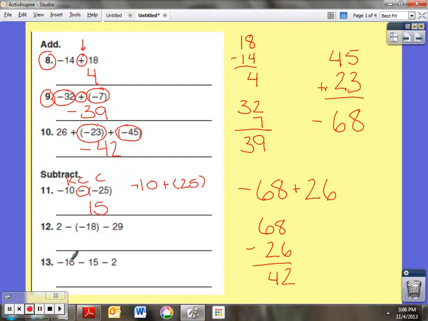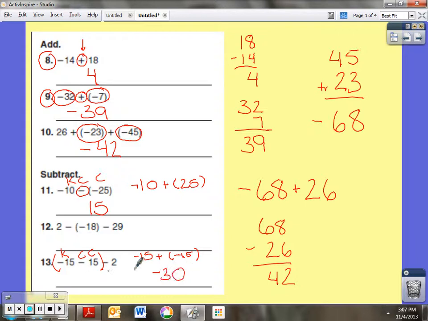Let's look at this one. Okay, we have negative 15 minus 2. I'm going to focus on just these two right here. So let's keep, change, change. So this becomes negative 15. Change the minus to a plus. The opposite of 15 is negative 15. Negative plus a negative gives me a negative, so that gives me negative 30.